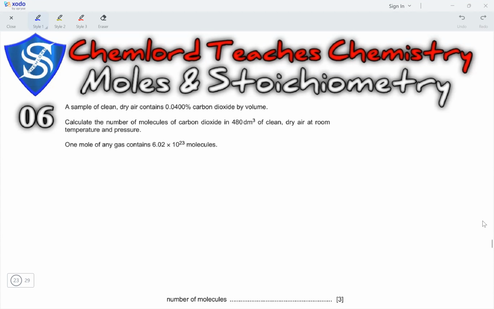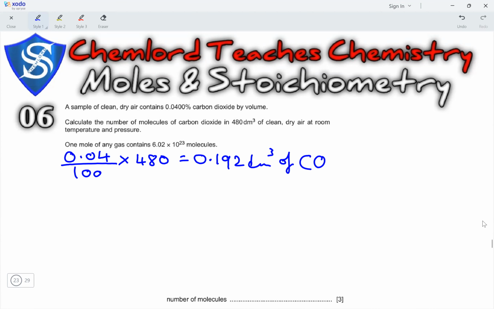So the first thing we need to do is to calculate the volume of carbon dioxide present in 480 dm³ of clean dry air. In order to do that, we need to divide 0.04 by 100 and multiply this value by the volume, which is 480, which gives us a value of 0.192 dm³ of CO2 gas present in clean dry air.